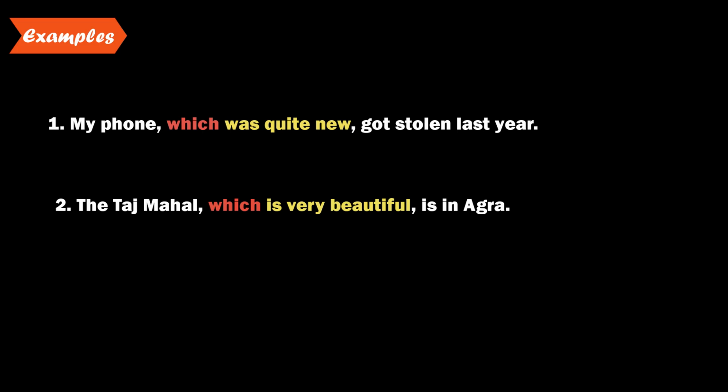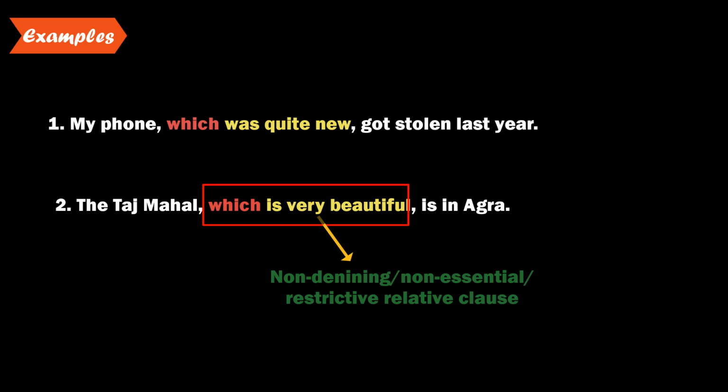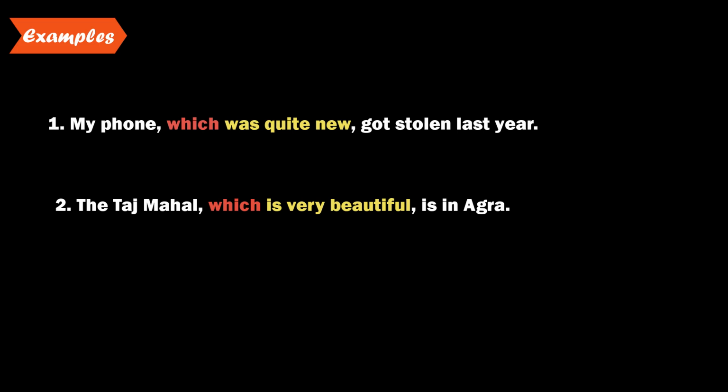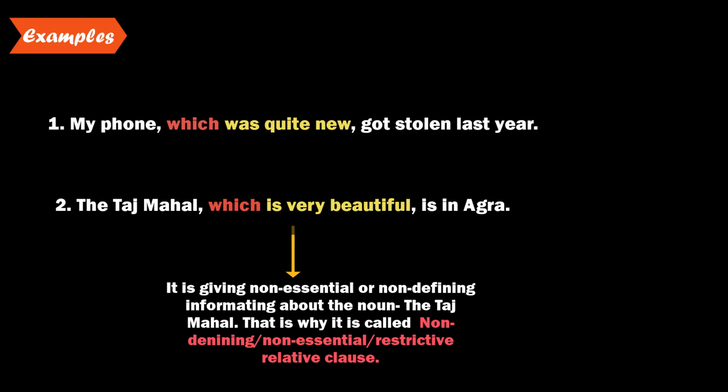Next example. The Taj Mahal, which is very beautiful, is in Agra. Which is very beautiful is my relative clause here. Which is my relative pronoun coming in the beginning of the clause, giving information about the noun, the Taj Mahal. We already know what Taj Mahal is. We don't need any piece of information to identify it. So this clause is obviously giving some information about the noun, the Taj Mahal, but it is not helping us to identify it. It's a non-essential piece of information. So that's how we use which.